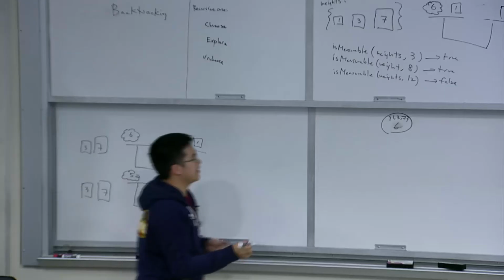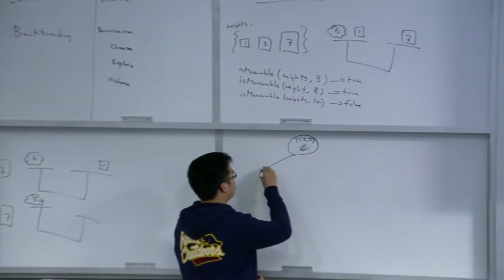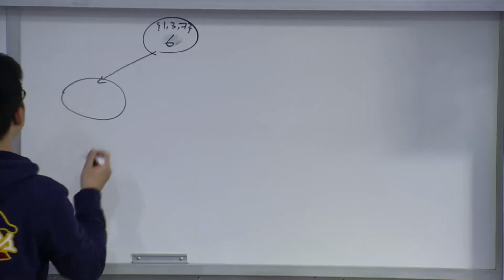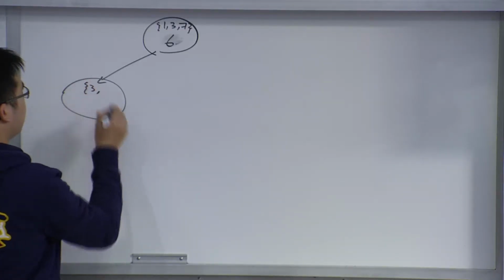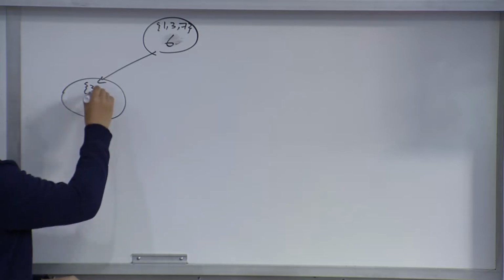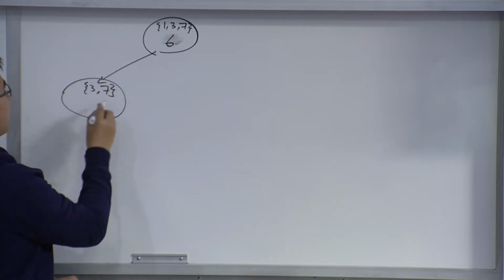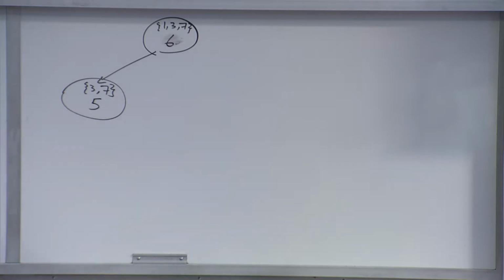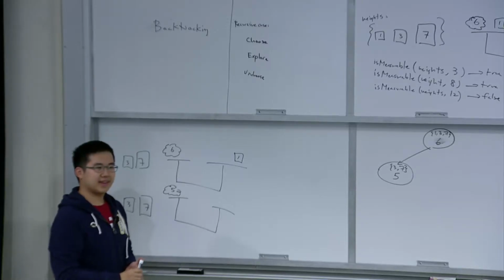So we can see that here. One choice could be, we put the 1 on this side. So then our choices remaining are now 3 and 7. But then the weight we want to measure is 5. Okay? What are some other choices we can make?